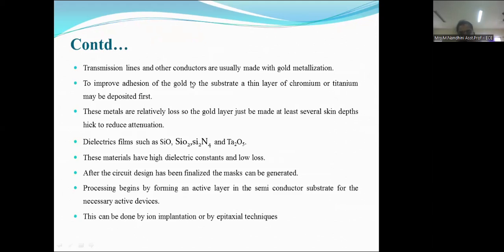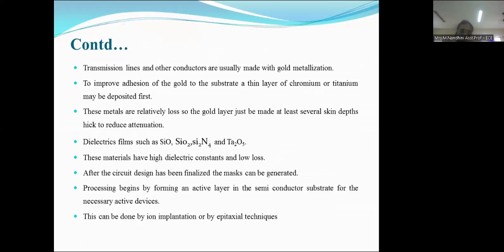Transmission lines and other conductors are usually made with gold metallization. To improve the gold adhesion to the substrate, a thin layer of chromium or titanium may be deposited first. These metals are relatively lossy, so the gold layer must be made at least several skin depths thick to reduce attenuation.